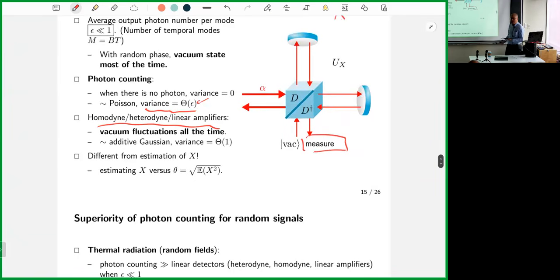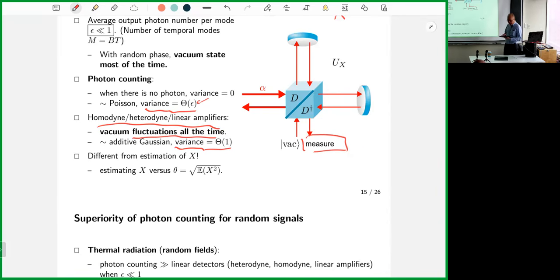Now think about what if you're doing homodyne instead. You get vacuum fluctuations all the time, even when there's no signal. Even when there's no signal, I'm detecting the output, I still get vacuum fluctuations. So of course, sometimes you have signal coming in, but the variance is dominated by this vacuum fluctuation. So that is a very rough explanation of why photon counting is better.